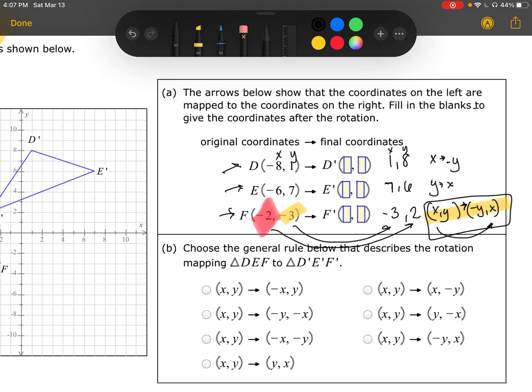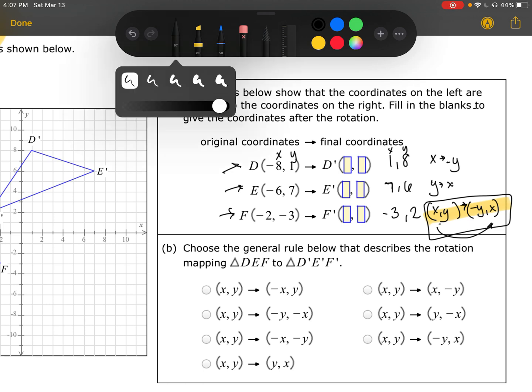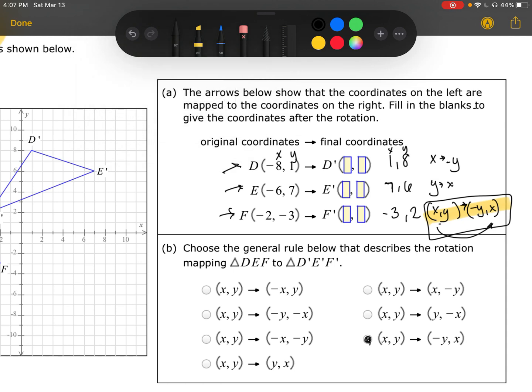So now that we understand that, yes, this is the rule that works for all three of these, I'm just going to find XY goes to negative Y, X and identify it on the screen. Oh, hold on. I know someone found it before me, and it's this one. Sorry, there are just so many options. So you have XY goes to negative Y, X, and that is your answer.